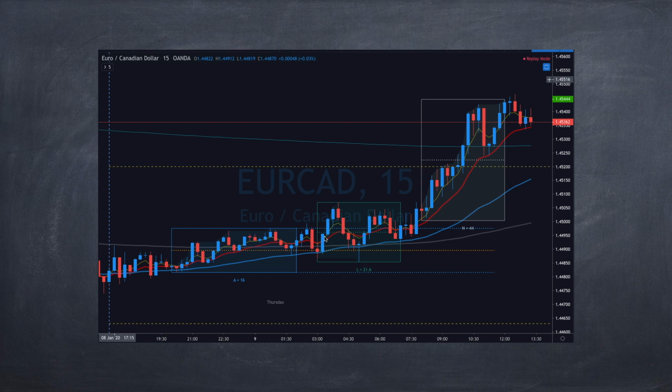Now let's say you took this as a type 3 setup. You probably would have been stopped out because of this push back down here. Now, whether or not you actually should have put your stop loss down here is another question, because remember the Asian range is only 16 pips. So theoretically, you should only be worrying about trying to find a type 1 pattern, right?